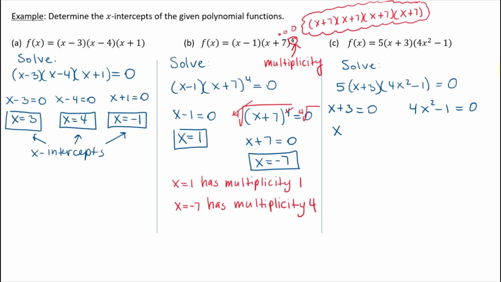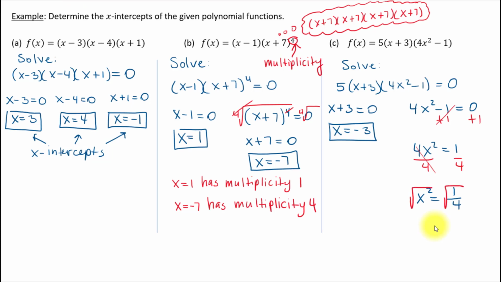On the first one, we find that x equals negative 3. That's the first x-intercept, which has a multiplicity 1, right? And to solve this equation, we'll try to get x by itself, since there's only one term involving x. First, I'll add 1 to each side. 4x squared equals 1. Next, I'll divide by 4 on the left and on the right. So x squared equals 1 over 4. And finally, I take the square root of each side.